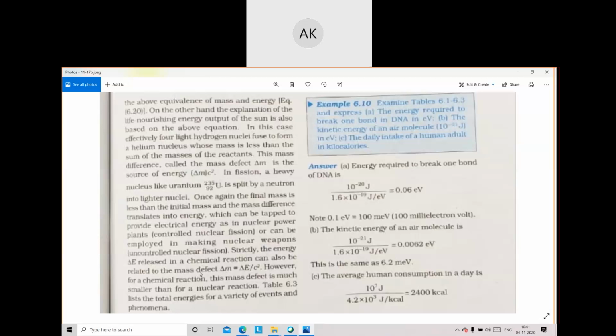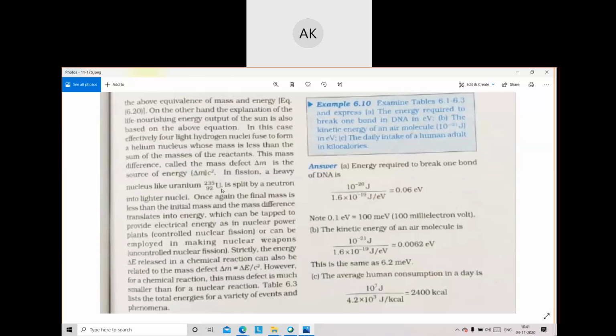That decrease in mass is denoted with the letter delta m, the difference in mass. So you can see once again, the final mass is less than the initial mass, and the mass difference translates into energy, which can be tapped to provide electrical energy, as in a power plant. The fission reaction takes place, and that energy is used to boil water, and when the steam comes at very high pressure, it can turn the turbine, and we can generate electricity. That is happening in a nuclear power plant.